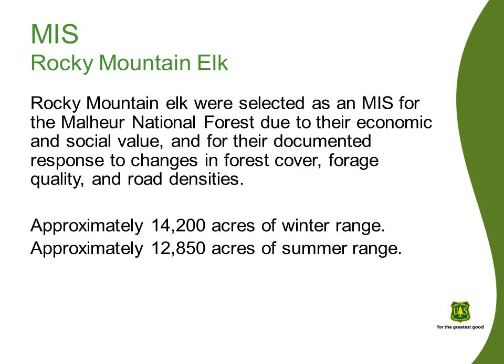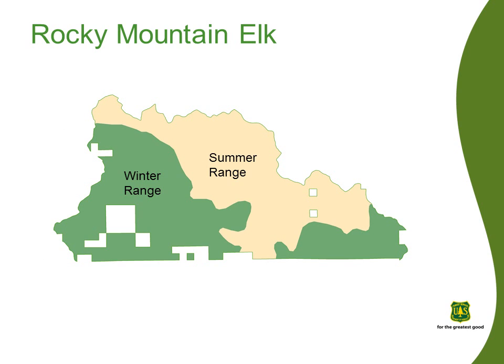Rocky Mountain Elk were selected as a management indicator species for their economic and social value and for their documented response to changes in forest cover, forage quality, and road densities. In the Magone Project planting area, there's approximately 14,200 acres of winter range and 12,850 acres of summer range. This map just shows how those are delineated on the landscape.